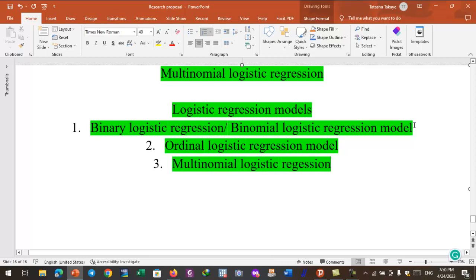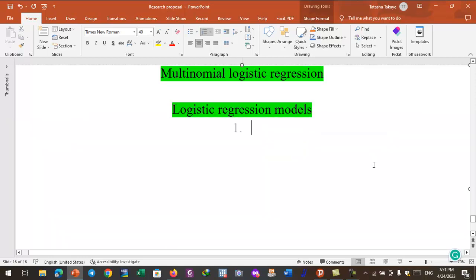These are the three fundamental groups of categories of logistic regression model, and each of these models is different from another. In this video we will be focusing on the multinomial logistic regression model, which is a regression model that predicts a nominal dependent variable.